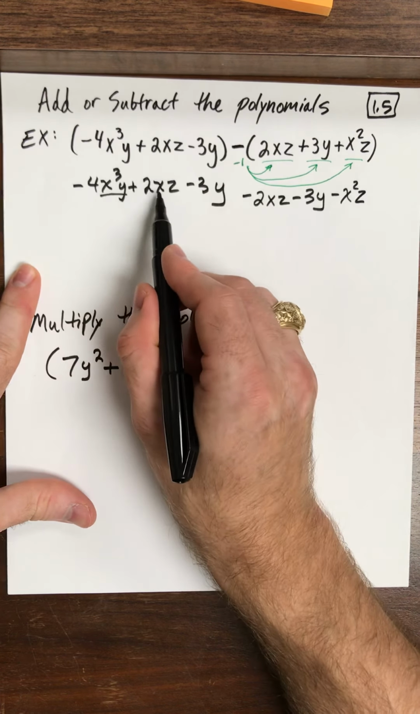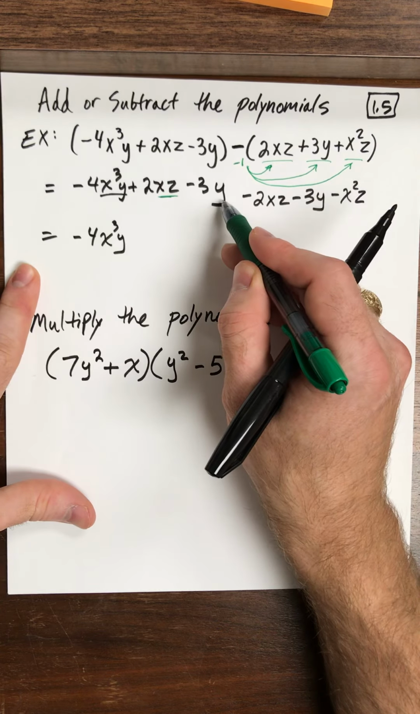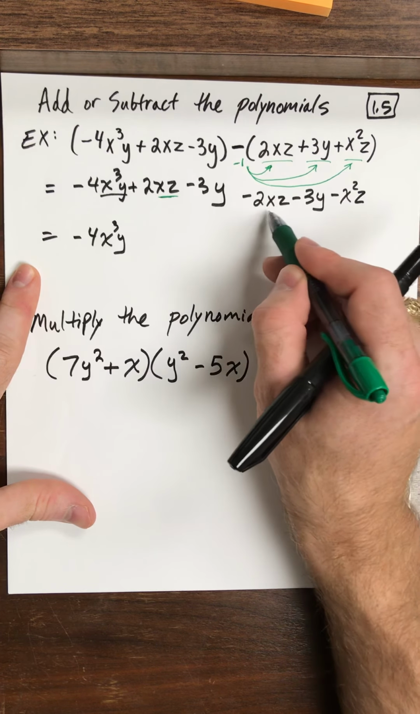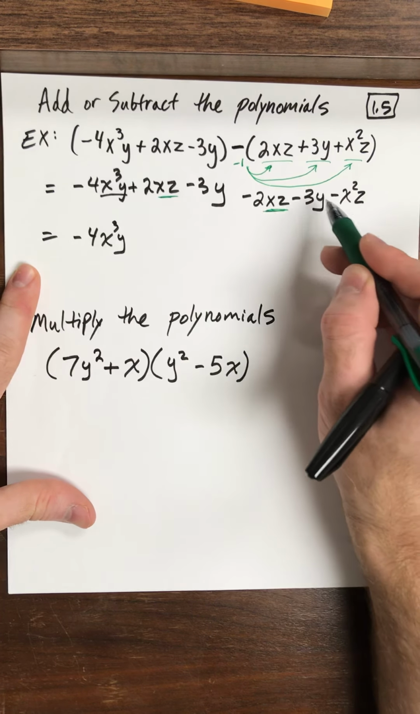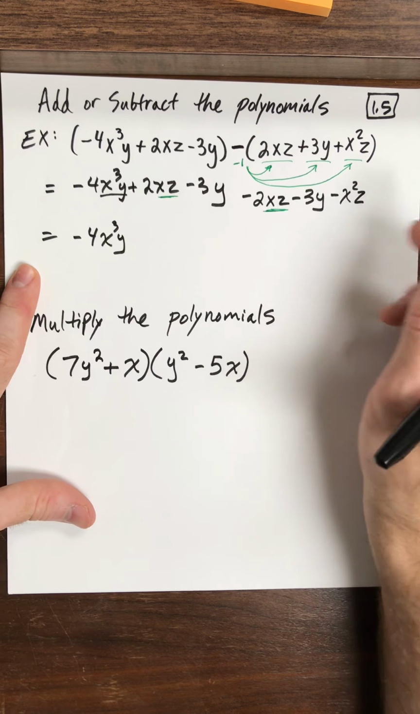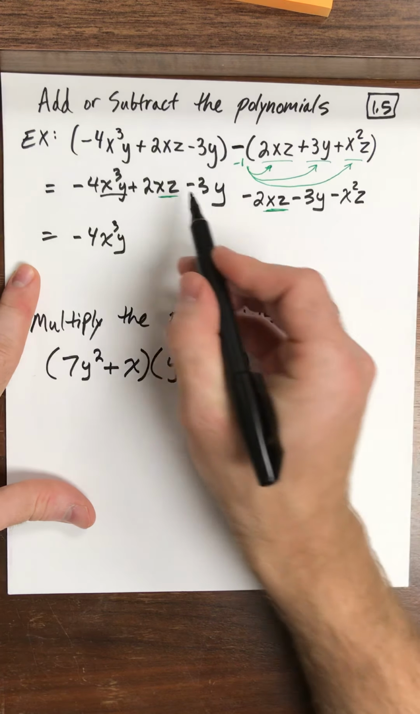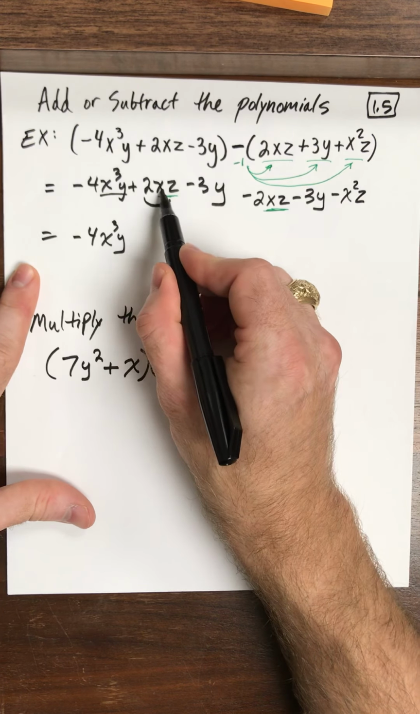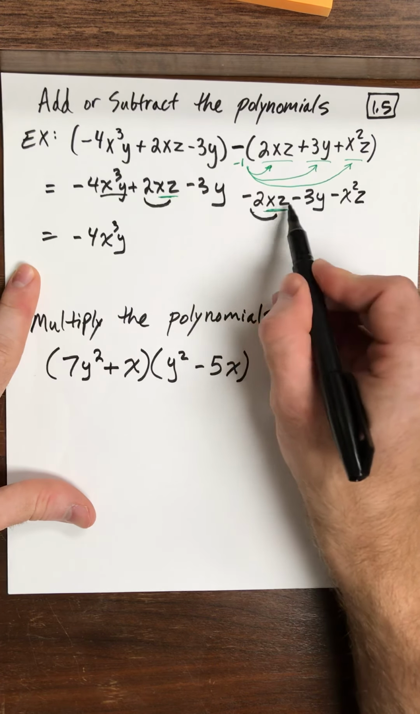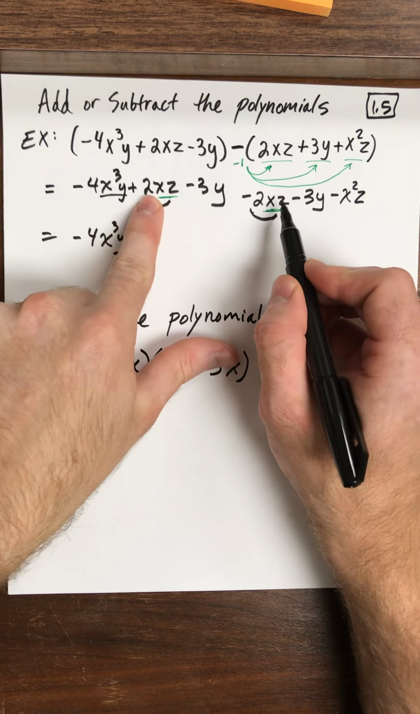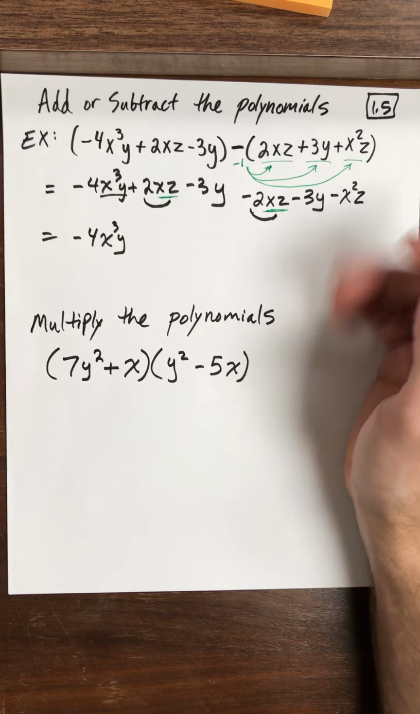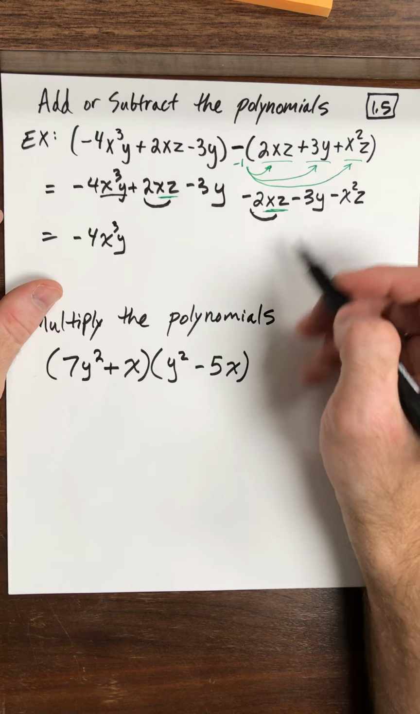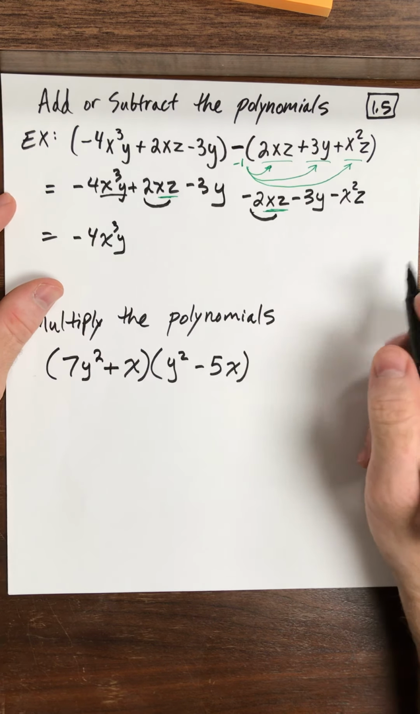Okay, next up I'm looking for xz terms. So there's an xz term here. Now this is just a y, so that didn't work. Here's an xz term right here, okay? And then that's a y, and then that's an x squared z. So that's not going to work. So we need to combine these two terms here, a positive 2xz and a negative 2xz. When I add 2 and I subtract 2, those cancel each other, and those terms actually drop out, okay?